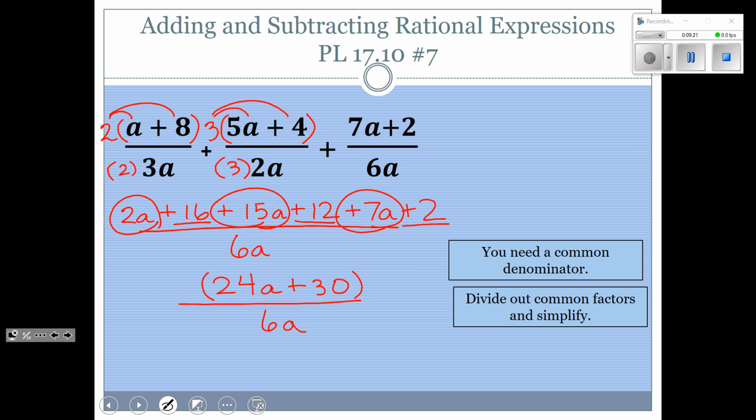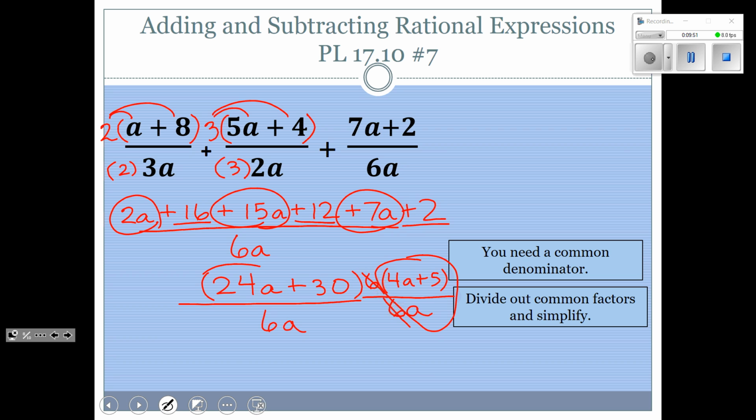The only way I could simplify is to factor, factor, factor. So what could I factor out of the top? Each one of those is divisible by 6. So I factor out a 6. That would leave me 4a plus 5. And on the bottom we have 6a. So now the 6 and the 6 cancel each other, and we're left with 4a plus 5 on the top and a on the bottom.